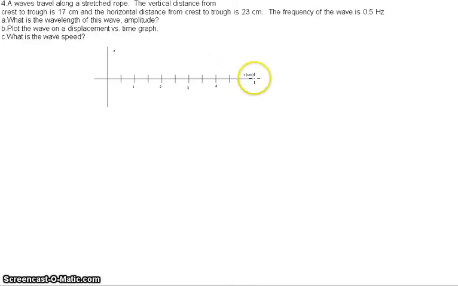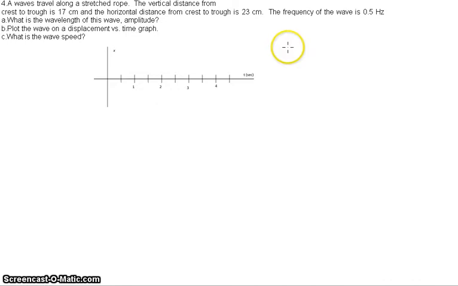Waves travel along a stretched string. The vertical distance from crest to trough is 17 centimeters, and the horizontal distance from crest to trough is 23 centimeters. The frequency of the wave is 0.55 hertz. What is the wavelength and the amplitude of this wave?